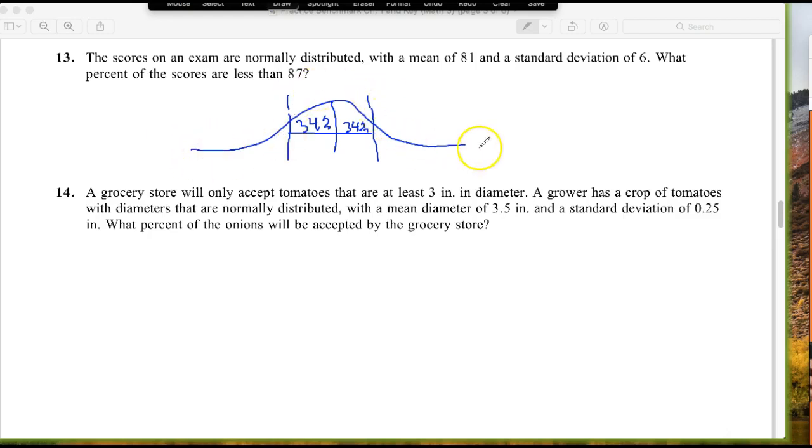So a normal curve, 34% on each side or 68% of the values fall within 1 standard deviation of the mean. So if the mean is 81 and 1 standard deviation away, the standard deviation is 6, so 87 would be this value, and 81 minus 6, 75, would be this value. All right, so that's 1 standard deviation.